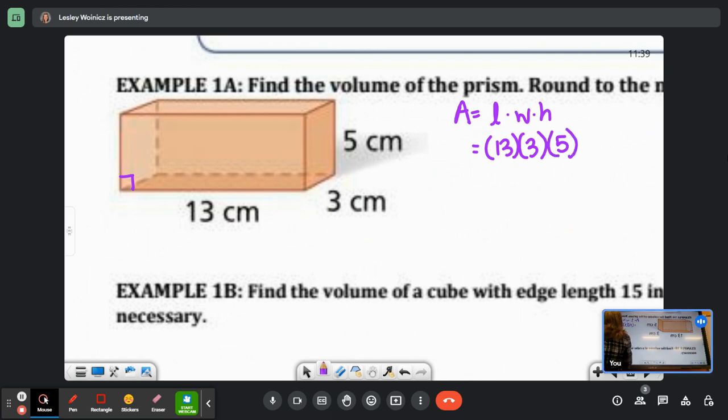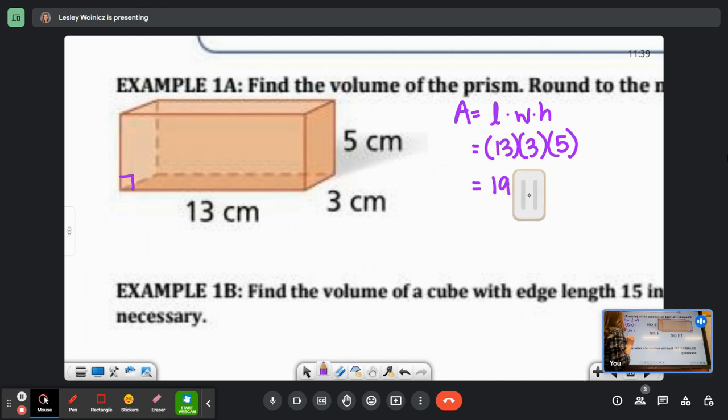So what's 13 times 15? 225. Is it really? No, that's not right. What is it? It's 195.